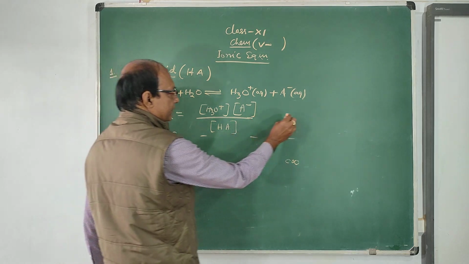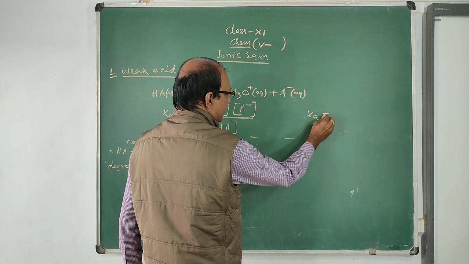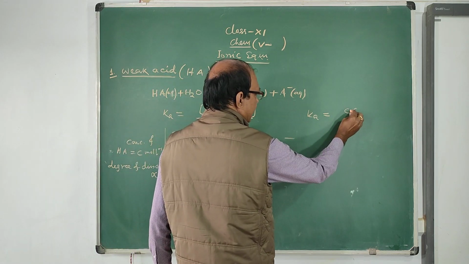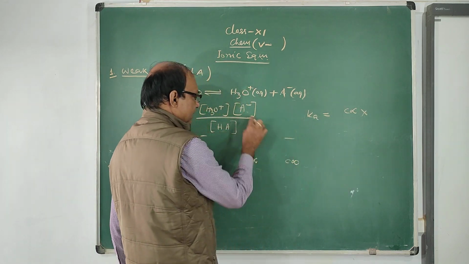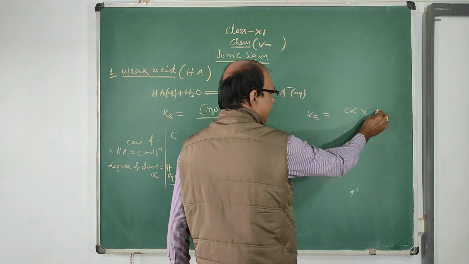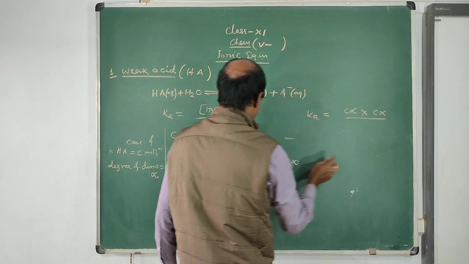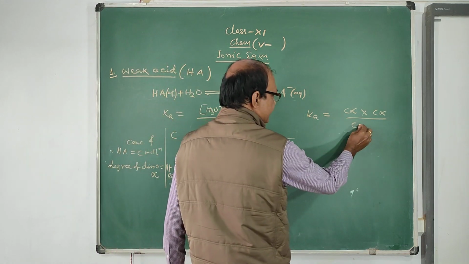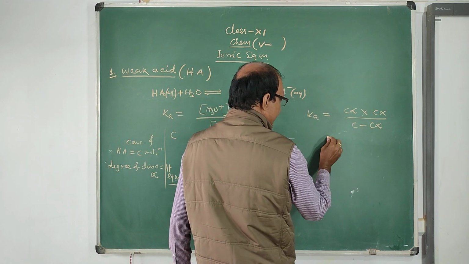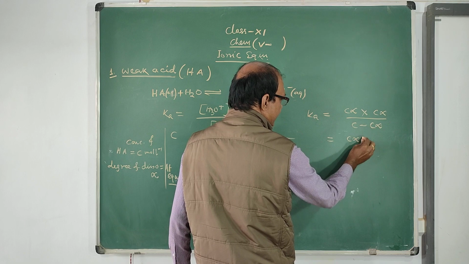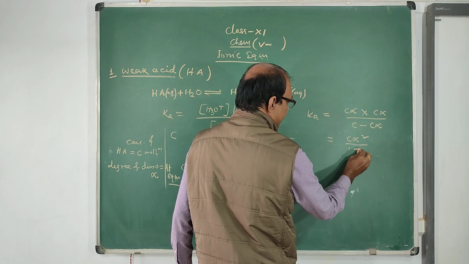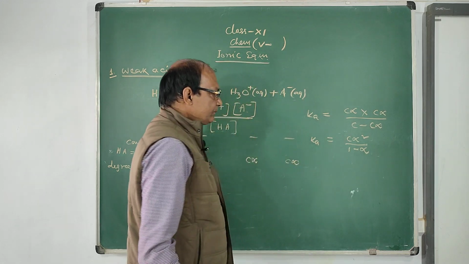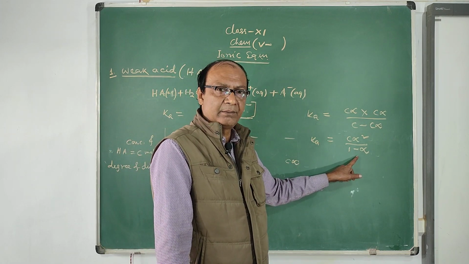Therefore, in the Ka expression you can put their values. Concentration of hydronium ion is C alpha, and concentration of A minus ion is also C alpha at equilibrium, divided by the concentration of HA at equilibrium, which is C minus C alpha. So this is equal to C alpha square by 1 minus alpha. So this is equal to Ka: C alpha square by 1 minus alpha.